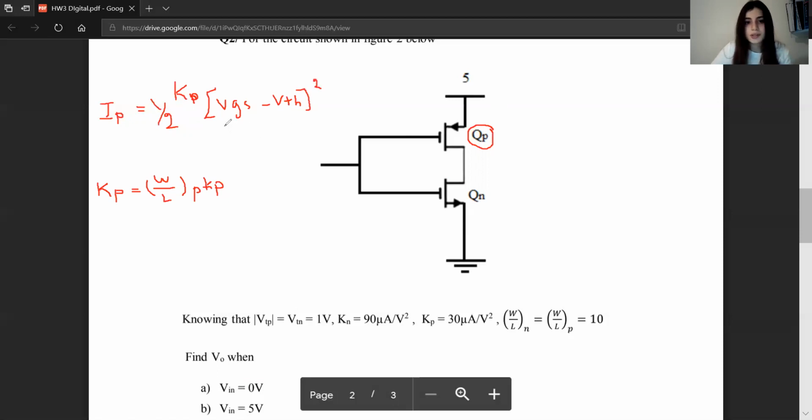So VGS equals minus VDD, and minus V threshold, it won't equal 0. So we know from here that the PMOS is not operating in saturation, so we can't use this. So if it's on, but it's not in saturation, then of course it's in the triode region. So I of the PMOS in the triode region is equal to capital Kp.